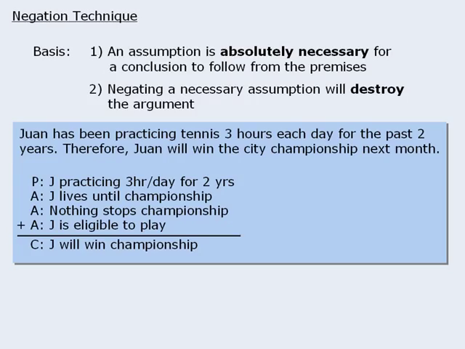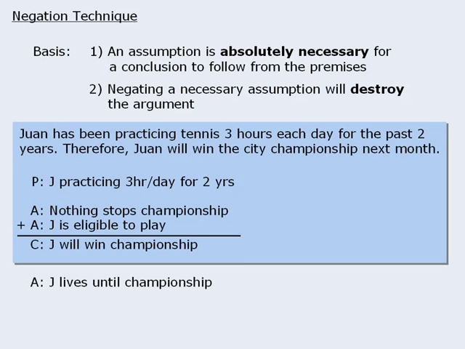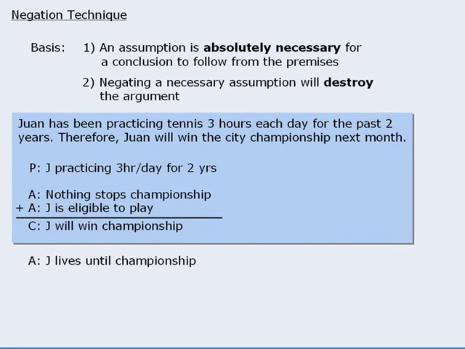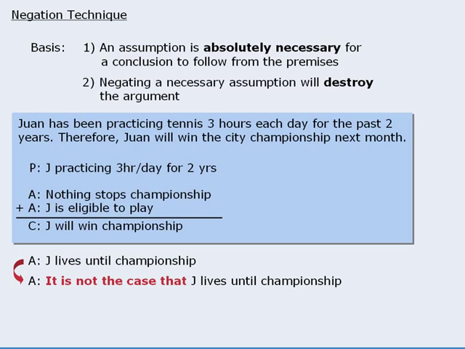Okay, now let's examine what happens when we take one of these necessary assumptions and negate it. Let's negate the assumption that Juan lives until the championship. So we'll move that assumption down here first. Now, the easiest way to negate an assumption is to place the words "it is not the case that" in front of the assumption. When we do this, we get the negated assumption, "it is not the case that Juan lives until the championship." In other words, Juan dies before the championship.